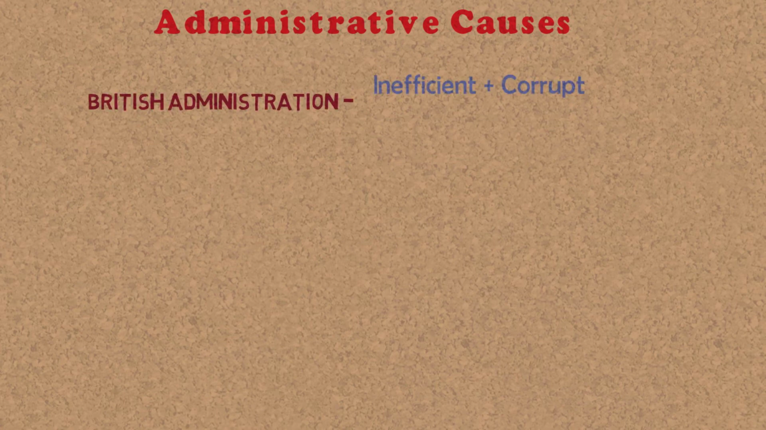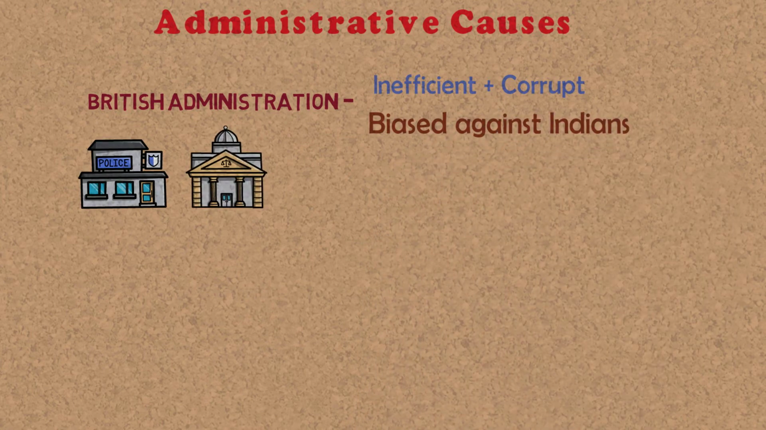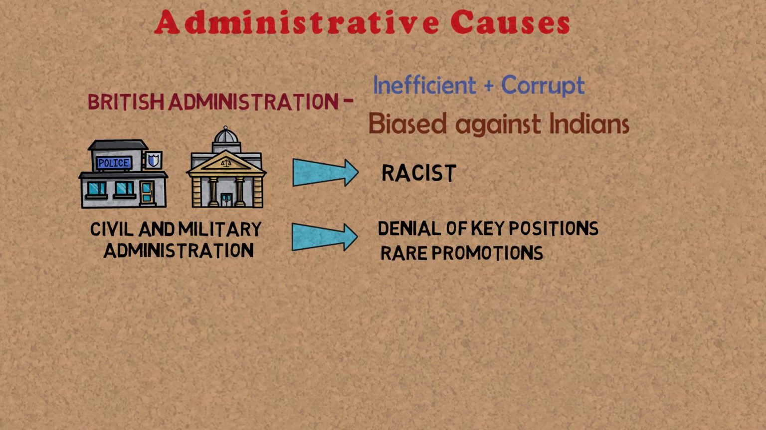Now let's see what were the administrative causes for discontent among Indians. The company's administration was corrupt, inefficient, and biased against Indians. The police and the judicial systems were racist. The civil and military administration denied key positions to Indians and they were rarely promoted.